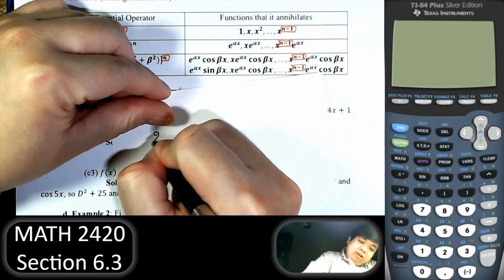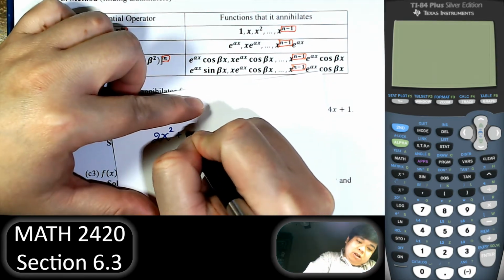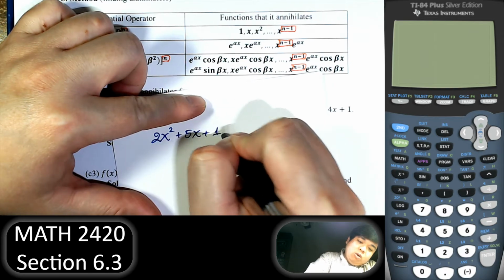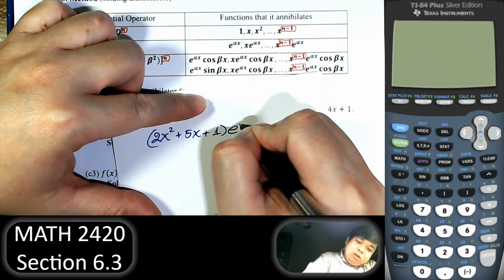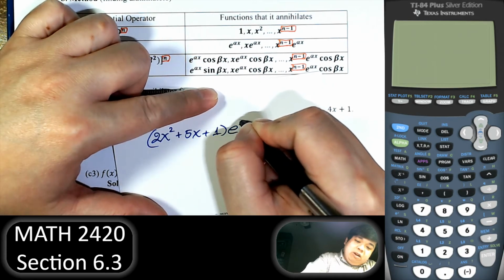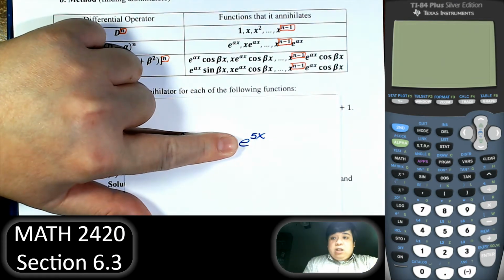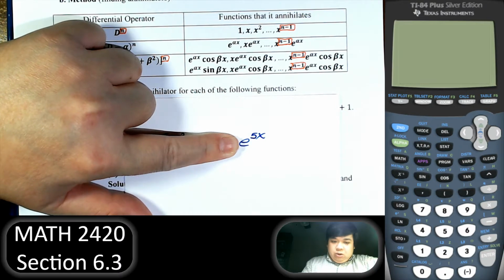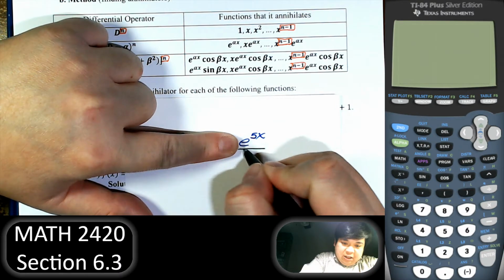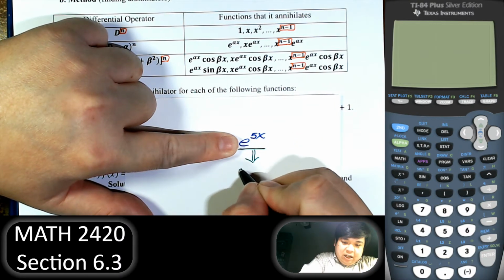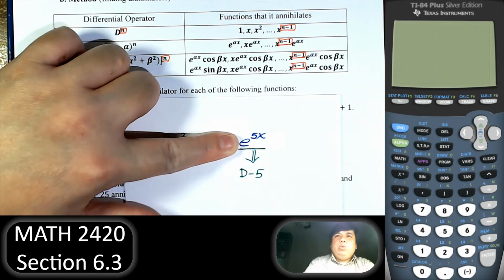I'm just going to give the example here: 2x² + 5x − 1, for example, and e^(5x). First, we determine what will annihilate this. So the annihilator of this will be d − 5. And I say, where do we get that?